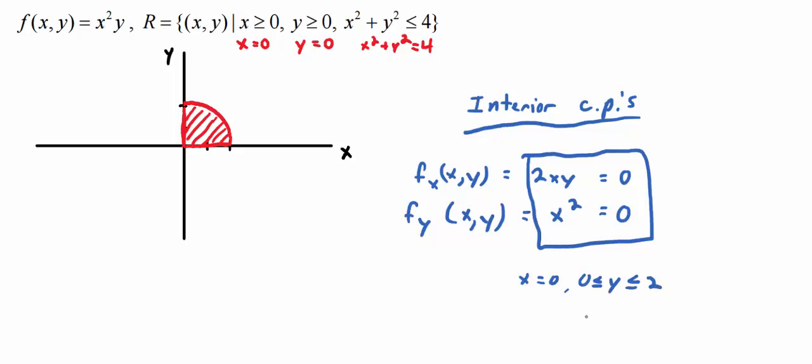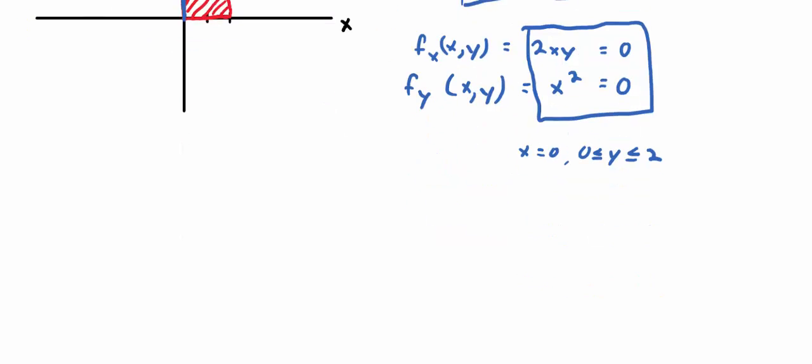But the thing is, any point that satisfies x equals 0 and y between 0 and 2 does not lie on the interior of this region. It lies here on the y-axis. And that's going to come up naturally from checking the boundary critical points. So, long story short, we didn't find any interior critical points in this case. Okay, so let's check the boundaries.